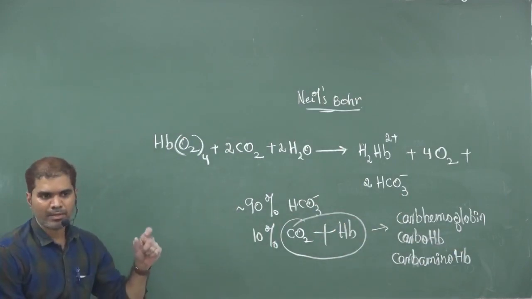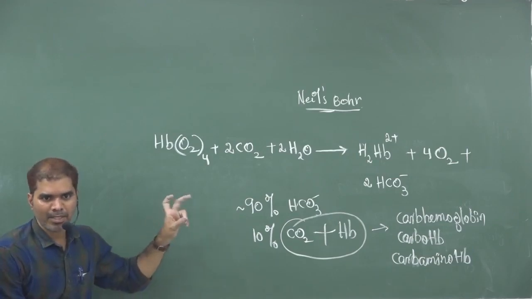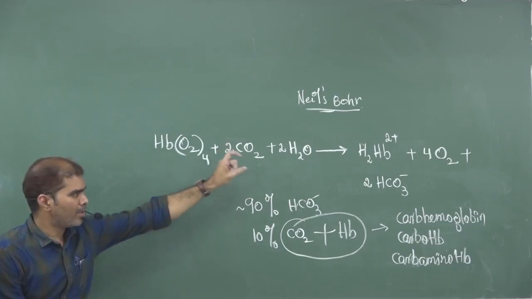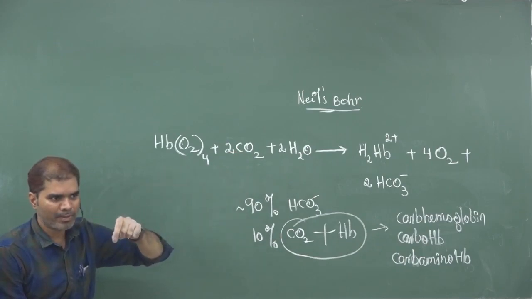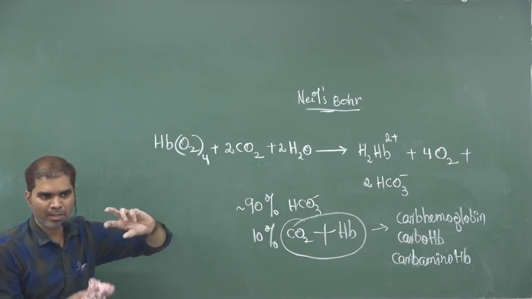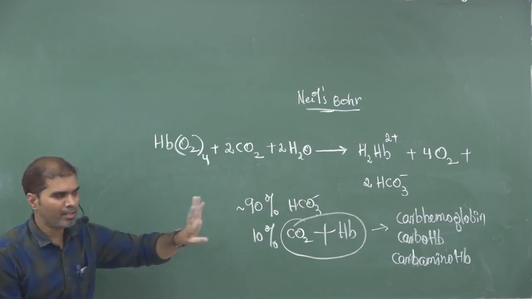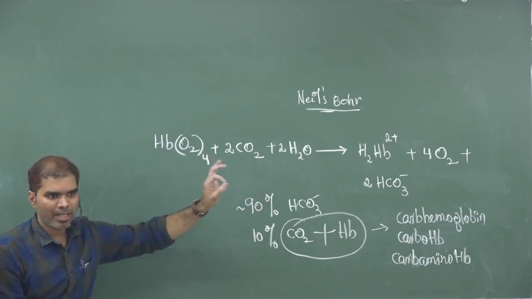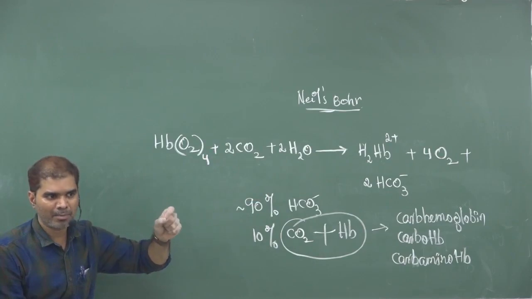The answer is whatever carbon dioxide is coming out due to the respiration process, out of 100%, nearly 90% is converted into carbonic acid. Out of that carbonic acid, proton and HCO3 minus will attach to various sites of hemoglobin. Once the proton attaches, conformational changes come, and hemoglobin loses its oxygen binding capability, releasing oxygen. So carbon dioxide is attached to hemoglobin in the form of carbonic acid, nearly 90%.